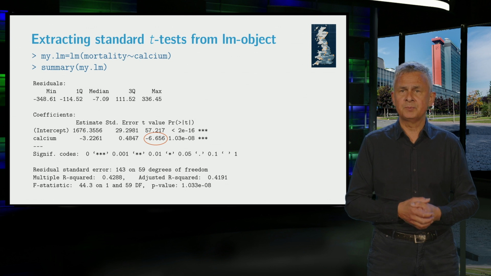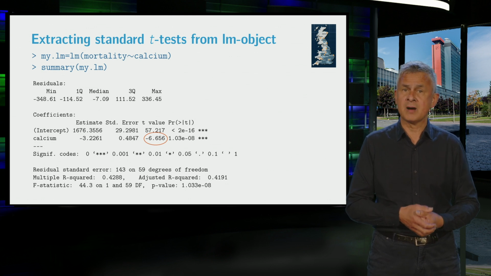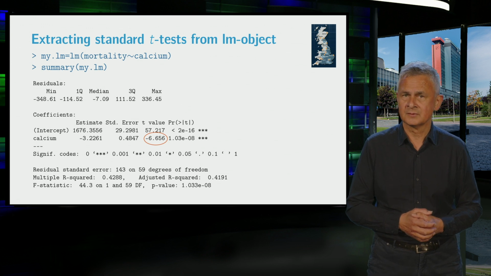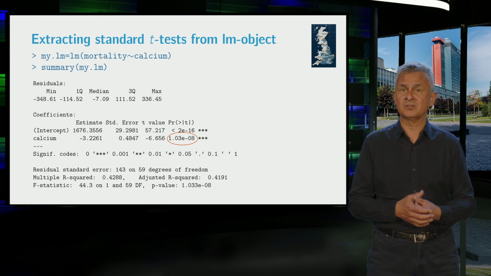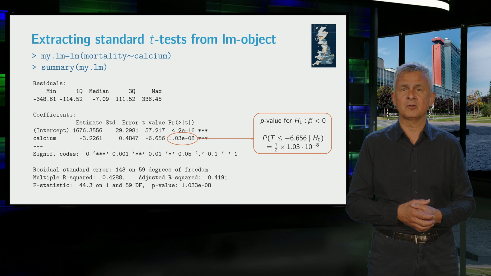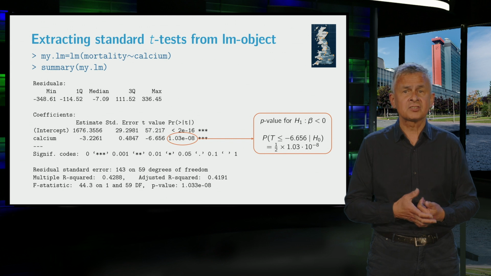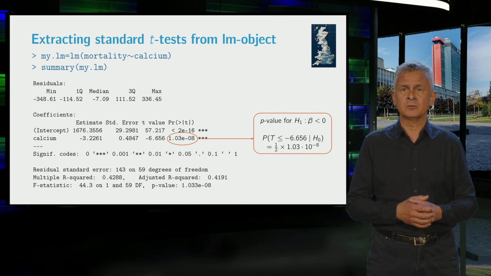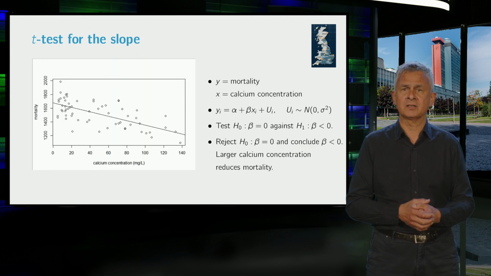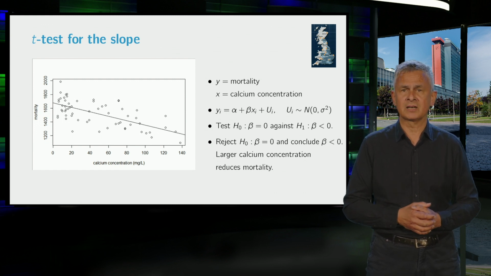Now for the null hypothesis beta equal to 0, we find the value minus 6.7 for the t-test statistic. Now this is clearly less than 0, but the question is, is it extreme enough? Well, the two-sided p-value is about 10 to the power minus 8. So that means that the one-sided p-value for testing against beta less than 0 is half of this. This is still very small, so that we can safely reject the null hypothesis. That means we conclude that the slope beta is negative, so that an increase of calcium leads to a decrease in mortality.